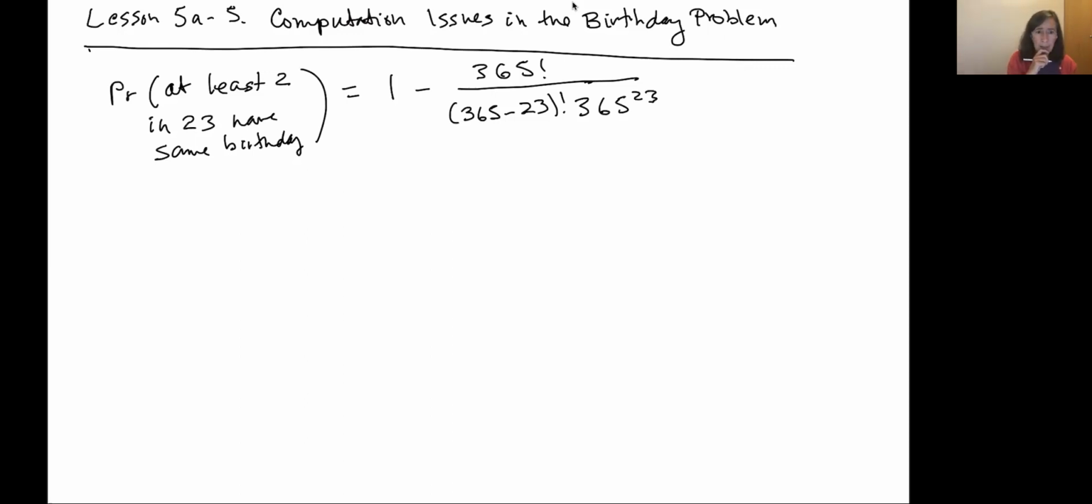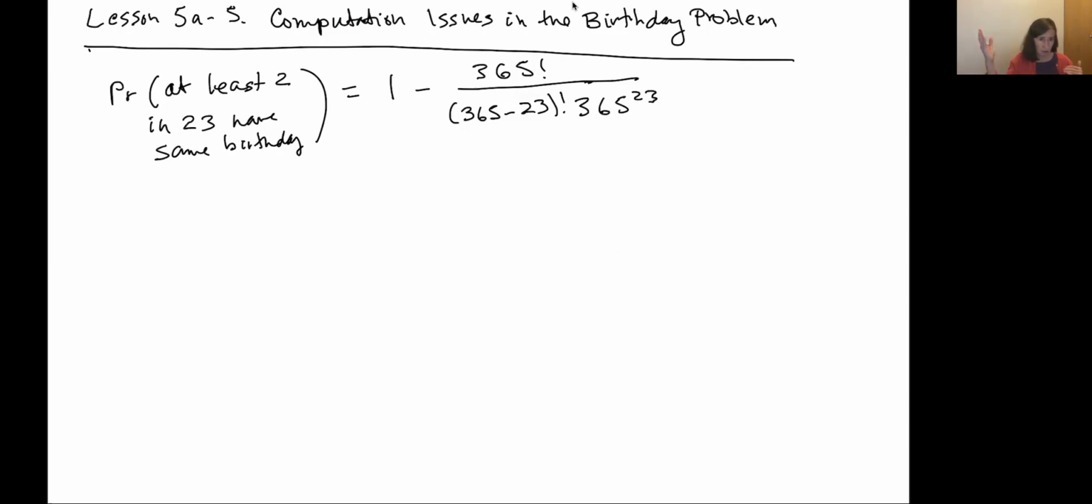50%. But if you go and try to punch that out on your calculator right now, or even plug it into R, you're going to have some problems if you just type it in like that. 365 factorial is a really big number. My calculator can't calculate it, and I don't think either R or Excel can either. Even this, 365 minus 23, 342 factorial, 365 to the 23rd, these are really hard numbers to compute. And 23 isn't that big.